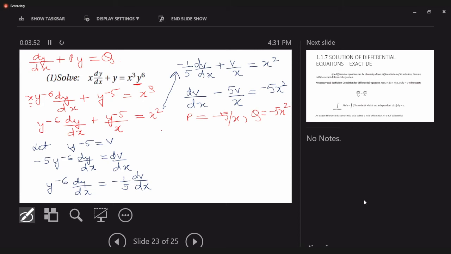Now we have to find the integrating factor. Integrating factor is e raised to integration of P dx, which means the integration of minus 5 by x dx. Once again, this is a very, very simple integral. So who is going to tell me the integration of minus 5 by x? Very simple integral.